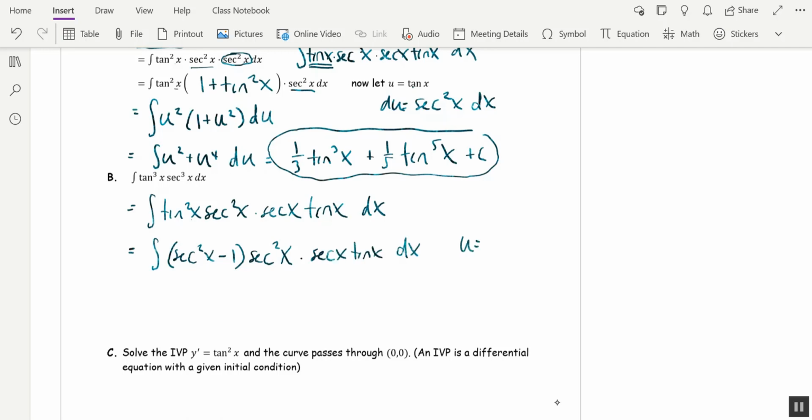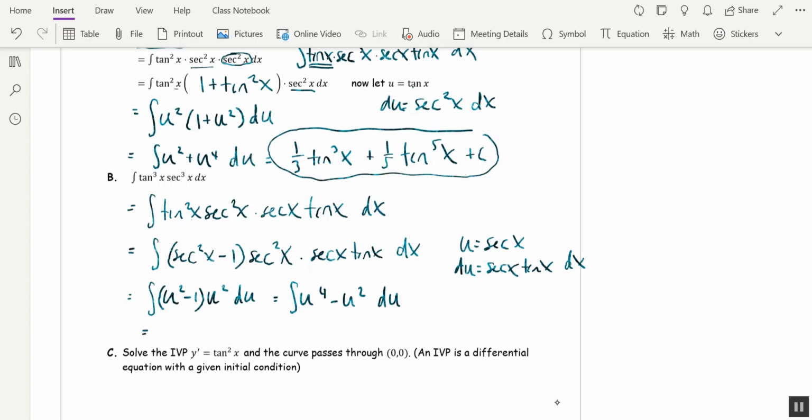So I want to let u equal secant x, du will be secant x tangent x dx. So this is the integral of u squared minus 1 times u squared du, which is the integral of u to the 4th minus u squared du, which is 1/5 u to the 5th minus 1/3 u cubed. I'm going to back substitute. U is secant, so secant to the 5th x minus 1/3 secant cubed x plus c. Okay, one more of these.